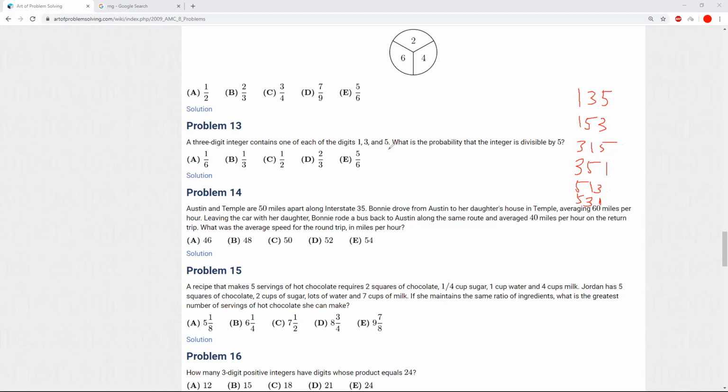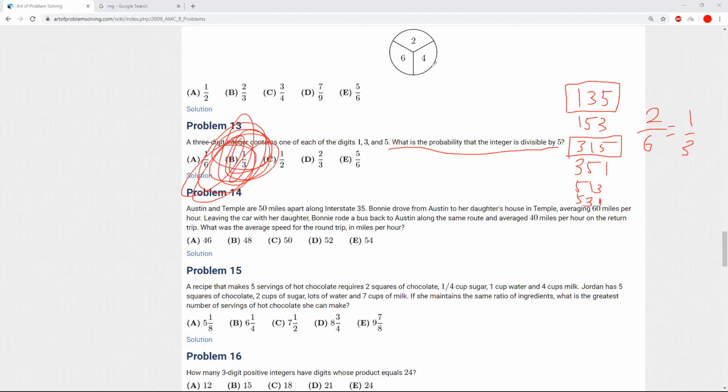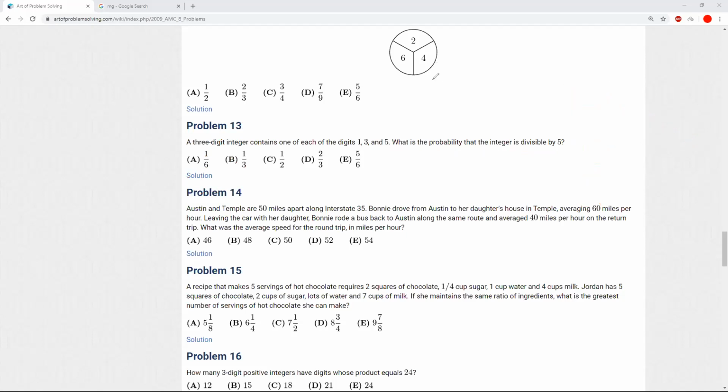So what's the probability that the integer is divisible by 5? It's divisible by 5 if its last digit is 5. So this has a last digit of 5, and this one has a last digit of 5. So there's 2 numbers, and the total is 6. So the probability is going to be 1 over 3. All right, everyone gets that, right? Okay, let's do the next one.